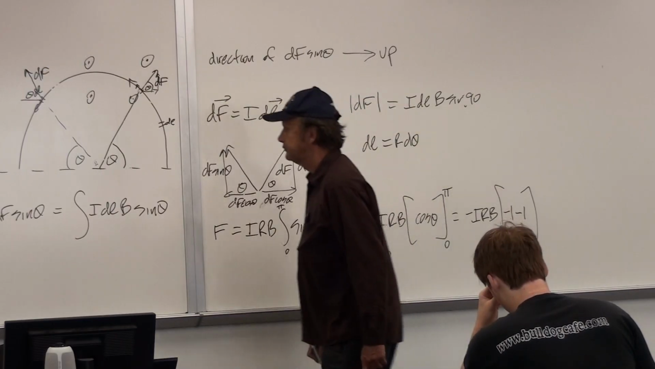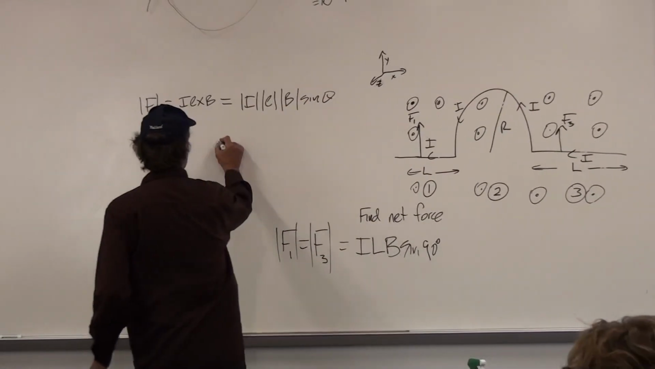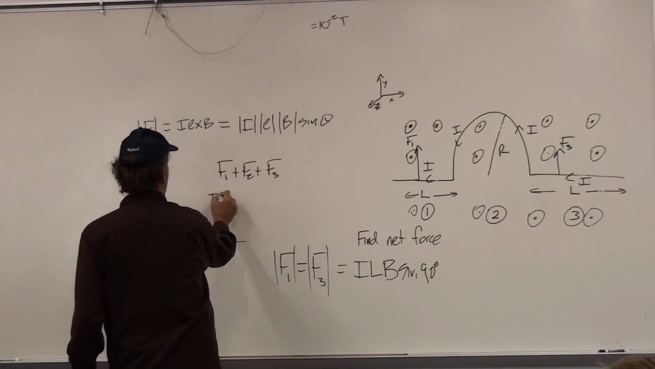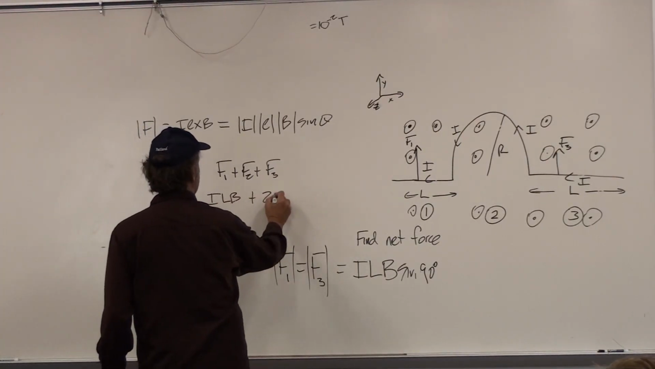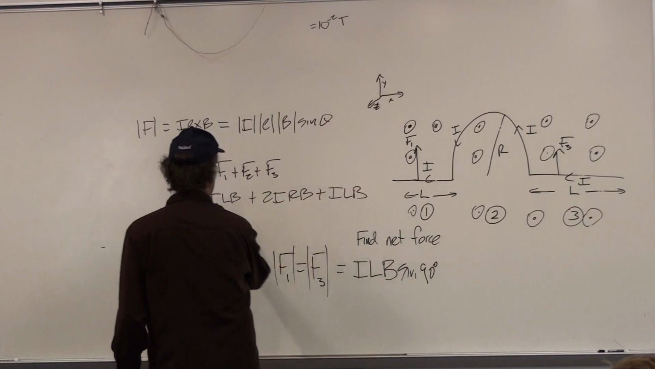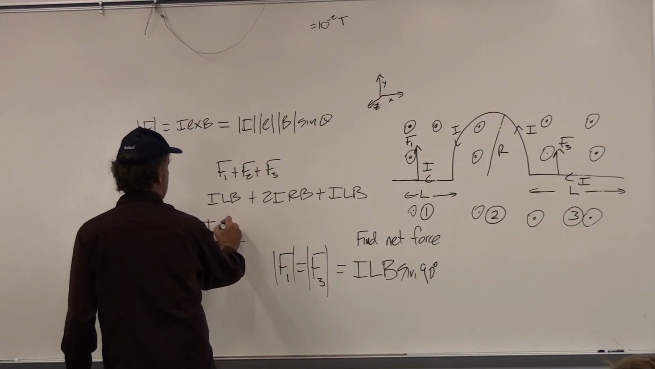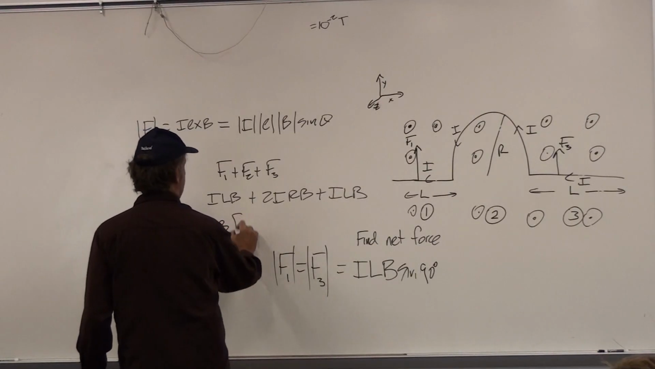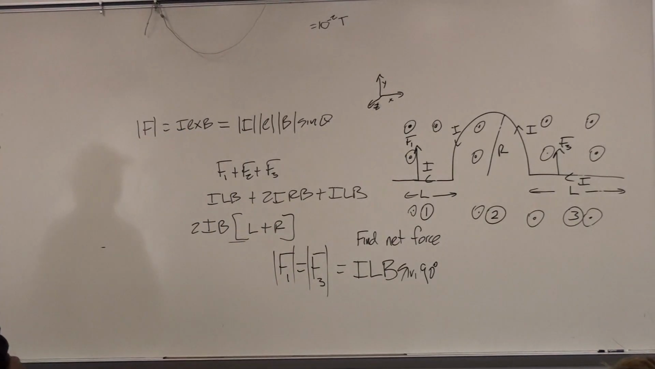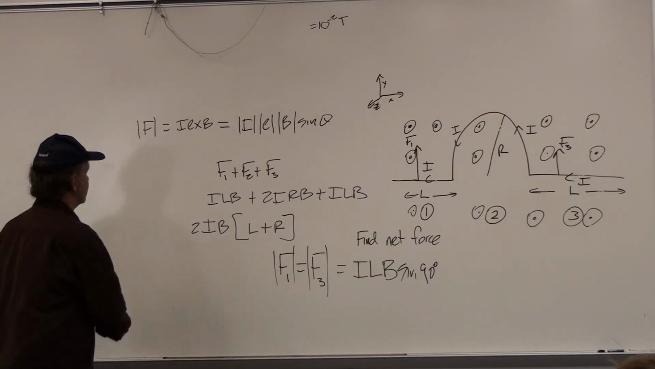So that's F2. So we can say then that F1 plus F2 plus F3 is going to be ILB plus 2 IRB plus ILB. This is equal to 2IB times L plus R. And so that is our answer for the total force.